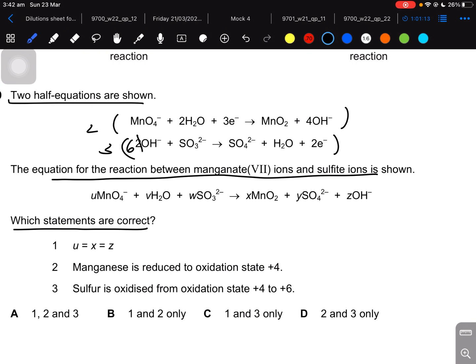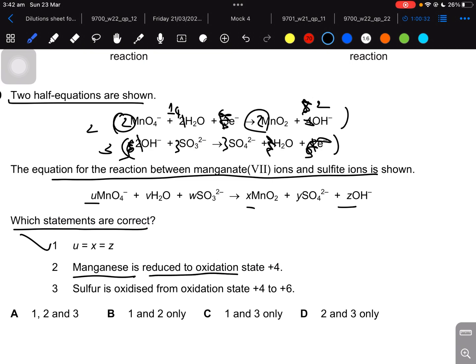So this is going to be 6, going to be 3, 3, 3, 6, cancel this. 2, 4, 6, cancel this. 2, 8. I think the OHs are going to cancel out. It's going to be 2 OHs. H2, I'm not sure if they cancel out, but I think they will, so cancel this one. Okay, so we have x equal to z, u equal to 2, x which is the MnO2 which is 2 also, and then z OH is 2 also. Yeah, that's correct. Manganese is reduced to oxidation state +4.